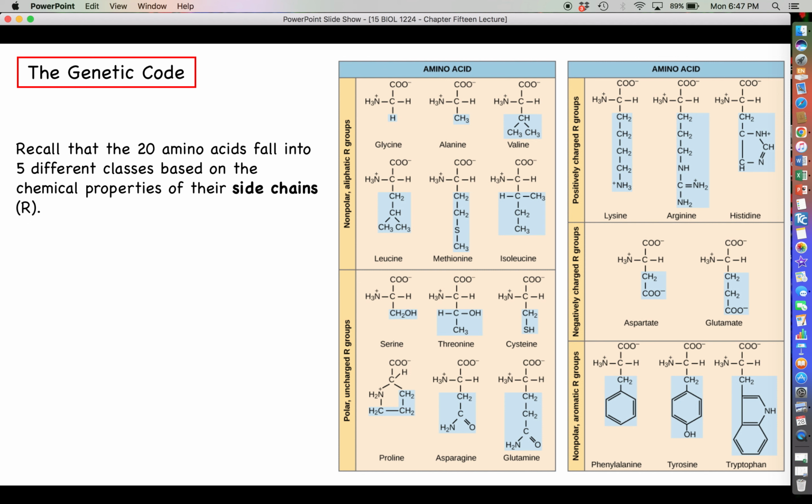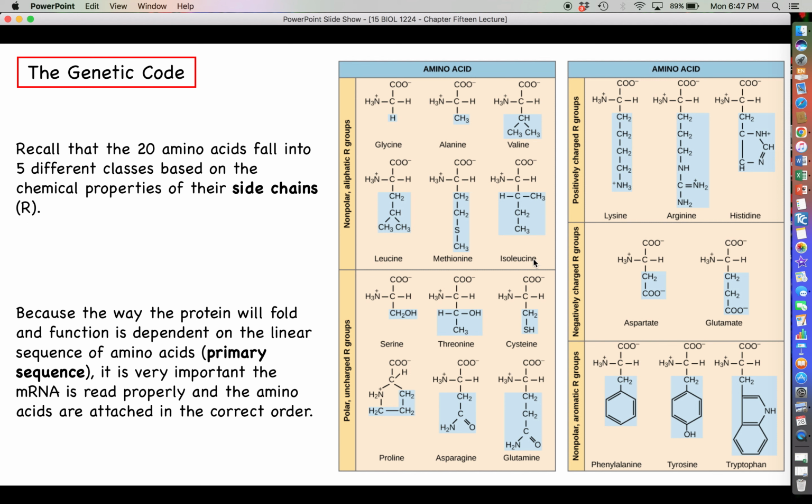As we start talking about the genetic code, let's revisit the nature of all 20 of our amino acids. Depending on how you like to classify them, we can put them into 5 different classes based on the chemical properties of their side chains. You have the hydrophobic, nonpolar amino acids like glycine, alanine, and valine.